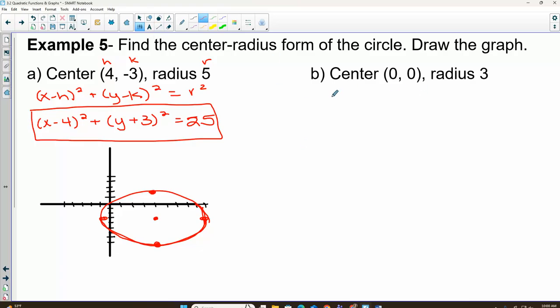All right, B. This is my h, k, and r. So if I plug that into my formula, what do we get? x minus 0 is the same thing as x. So this one does turn into x squared plus y squared equals 9.